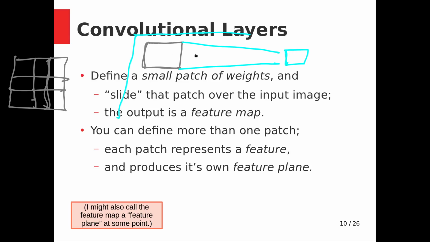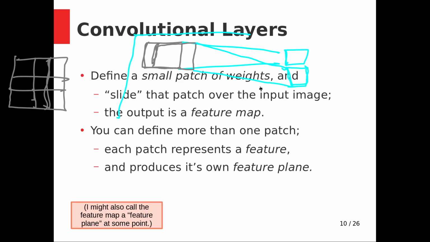And then we're going to slide that along the image. So there will be another patch that overlaps, notice, that is connected by the same pattern of weights. So it's the same weights, the same pattern of weights, but it's connecting a different region of the input to a different output unit. See how that works?